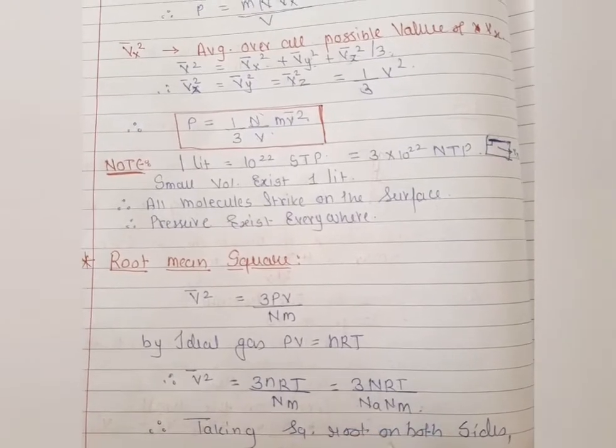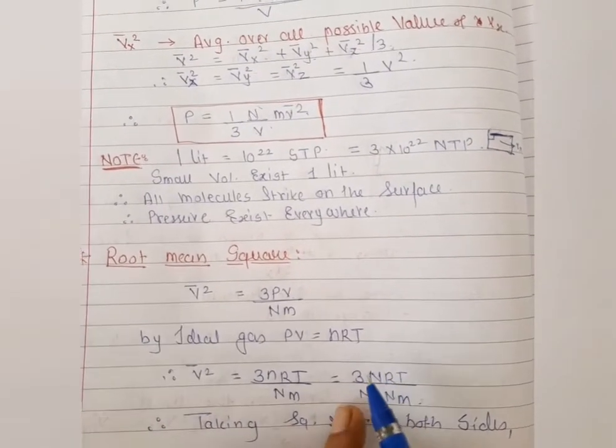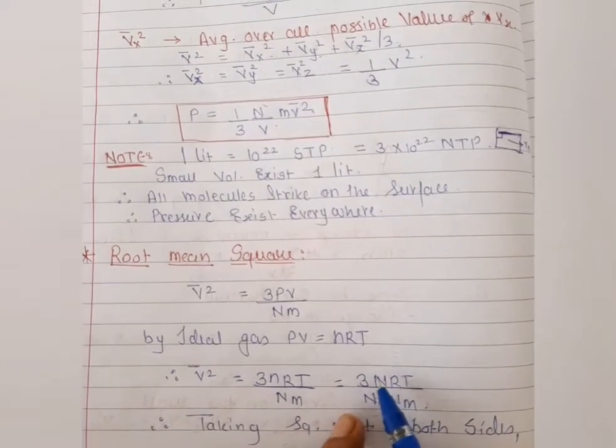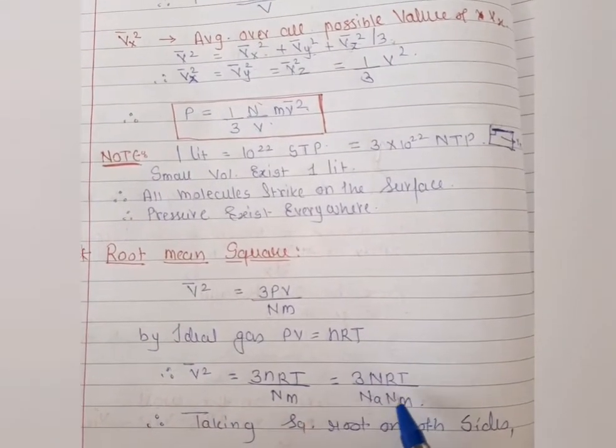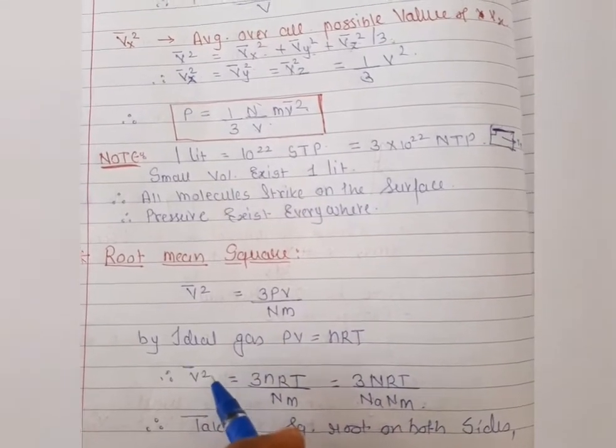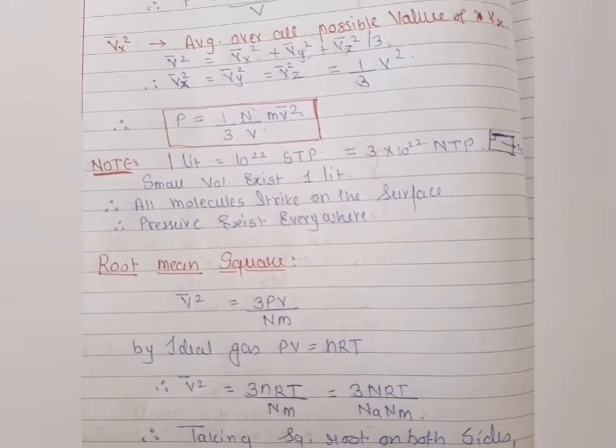Why are we doing this? Because, students, when we multiply and divide by n here, we can find out the total number of molecules in the velocity of the gas molecule. Let's see in the next step. I will explain in detail.